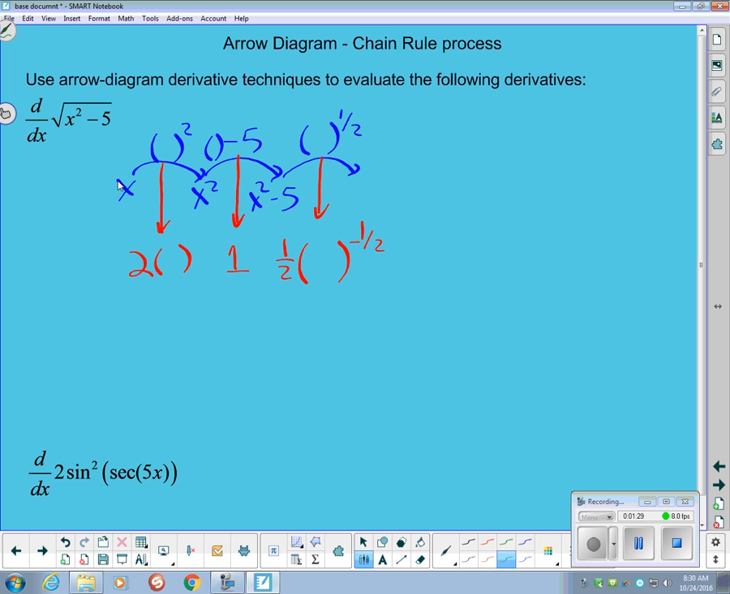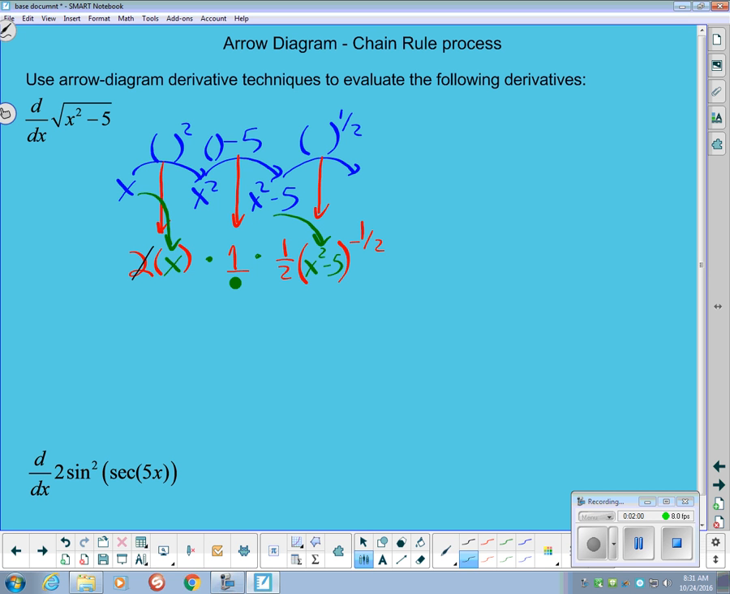Now we check to see what goes in the parentheses. So this was on this first arrow over here, so the input of that goes in there. No parentheses in the second part. The third part, we have a set of parentheses, so we consult the input at the beginning of that arrow, which was x squared minus 5. And then we multiply all of these things together and simplify.